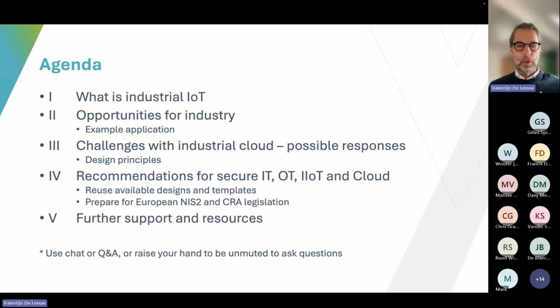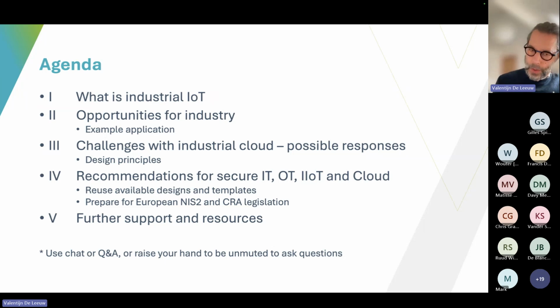And the main topics are there, the design principles of the cloud application. We have some more recommendations for secure IT, OT combined with IoT and cloud. And we'll talk there about the reuse of available designs and templates that we have developed at Flanders Make. And we'll also briefly touch on the upcoming European legislation, NIS2 for operators and CRA for technology companies.